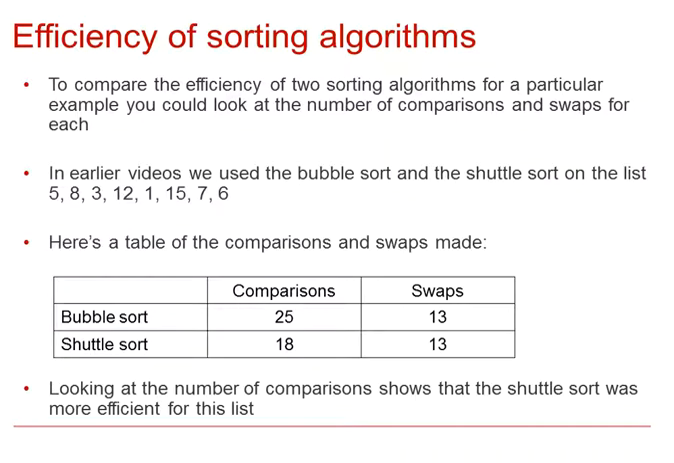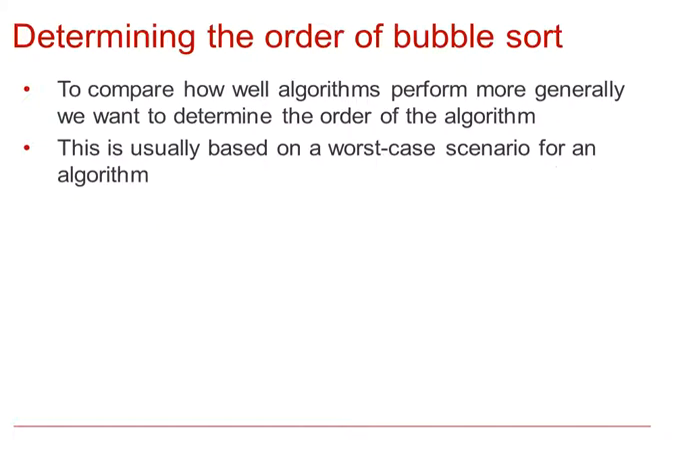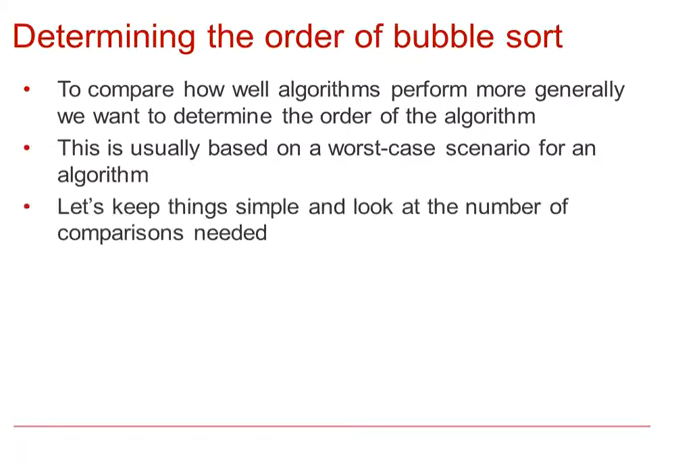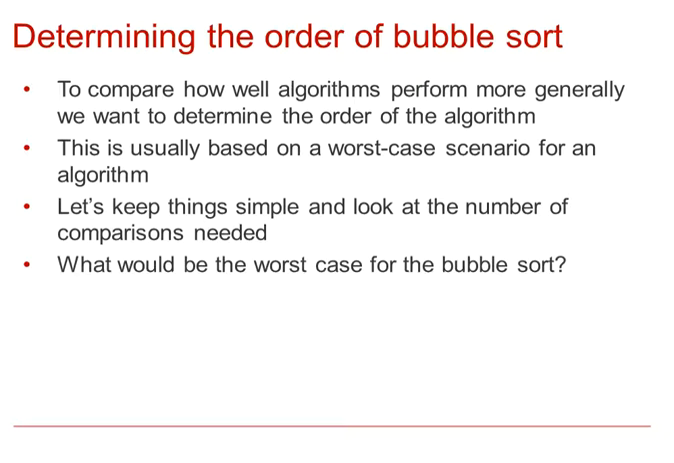this list. To compare how well algorithms perform more generally, we want to determine the order of the algorithm, and this is usually based on a worst-case scenario for an algorithm. Let's keep things simple and look at the number of comparisons needed. Well, what would be the worst case for the bubble sort?